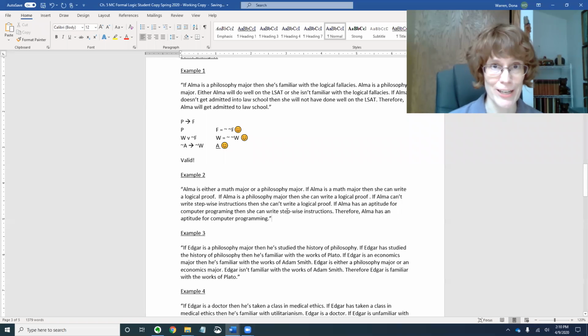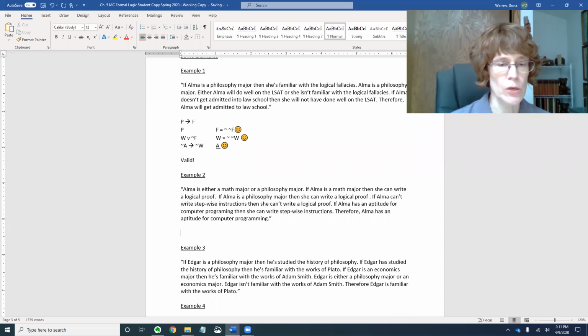Okay, let's turn our attention to example 2. Alma is either a math major or a philosophy major. So let's let M be Alma is a math major, and let's let P be she's a philosophy major. So that is M or P.